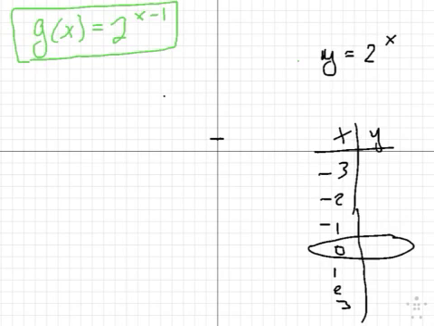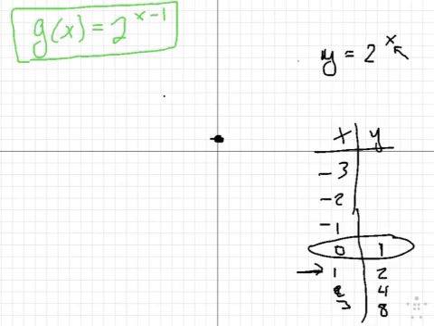If I plug 0 in for x, what am I going to get for y? What's 2 to the 0? It's 1. So you always have 0, 1. It doesn't matter if that was 2, 3, 4, it doesn't matter. You're always going to have that point 0, 1. Then if I plug in 1, I get 2 to the first, which is 2. Plug in 2, I get 2 to the second, which is 4. Plug in 3, I get 2 to the third, which is 8.